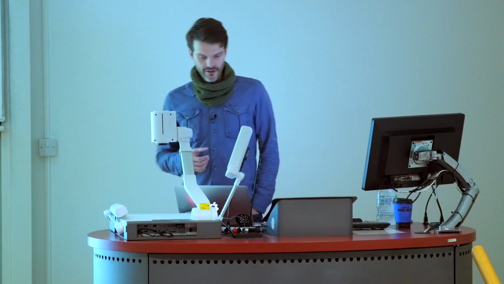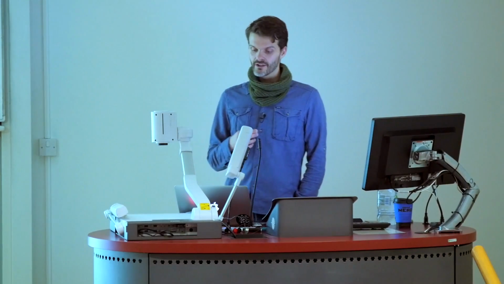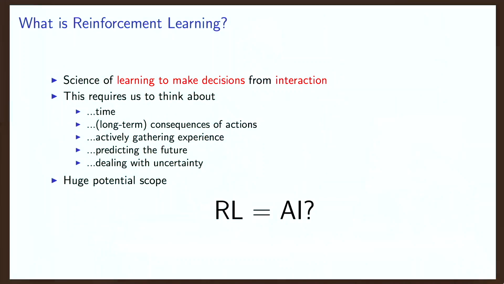So another way to phrase what reinforcement learning is: it is the science of learning to make decisions from interaction. And this requires us to think about many concepts, such as time, and related to that, the long-term consequences of actions. It requires us to think about actively gathering experience because of the interaction. You cannot assume that all the relevant experience is just given to you. Sometimes you must actively seek it out. It might require us to think about predicting the future in order to deal with these long-time consequences. And typically it also requires us to deal with uncertainty.